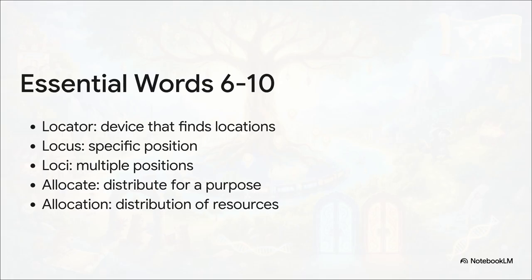Number 9 is allocate, pronounced allocate. Breaking down into al plus loc plus ate, it literally means to assign to a place. The modern meaning is to distribute for a particular purpose, as in, the school allocated funds for new books. And finally, number 10 is allocation, pronounced allocation. It literally means placing resources appropriately and is used today to describe the distribution of money, time, or resources. Example, budget allocation requires careful planning.